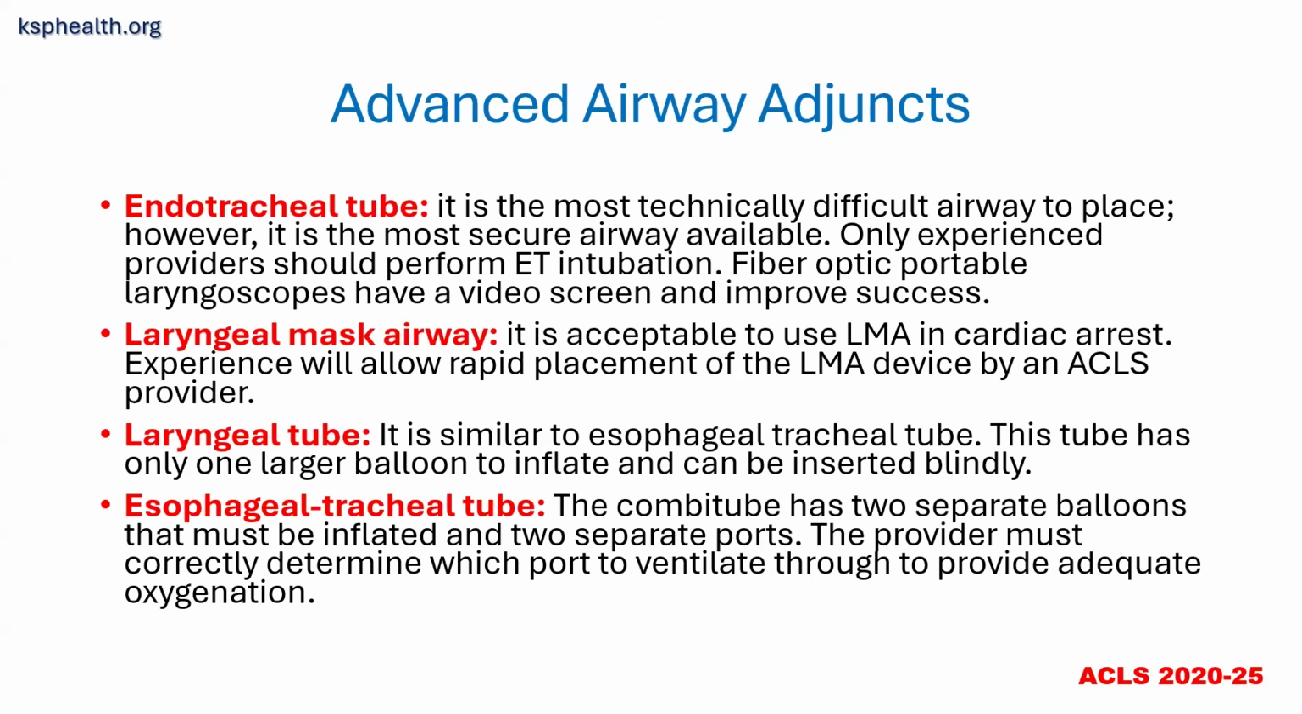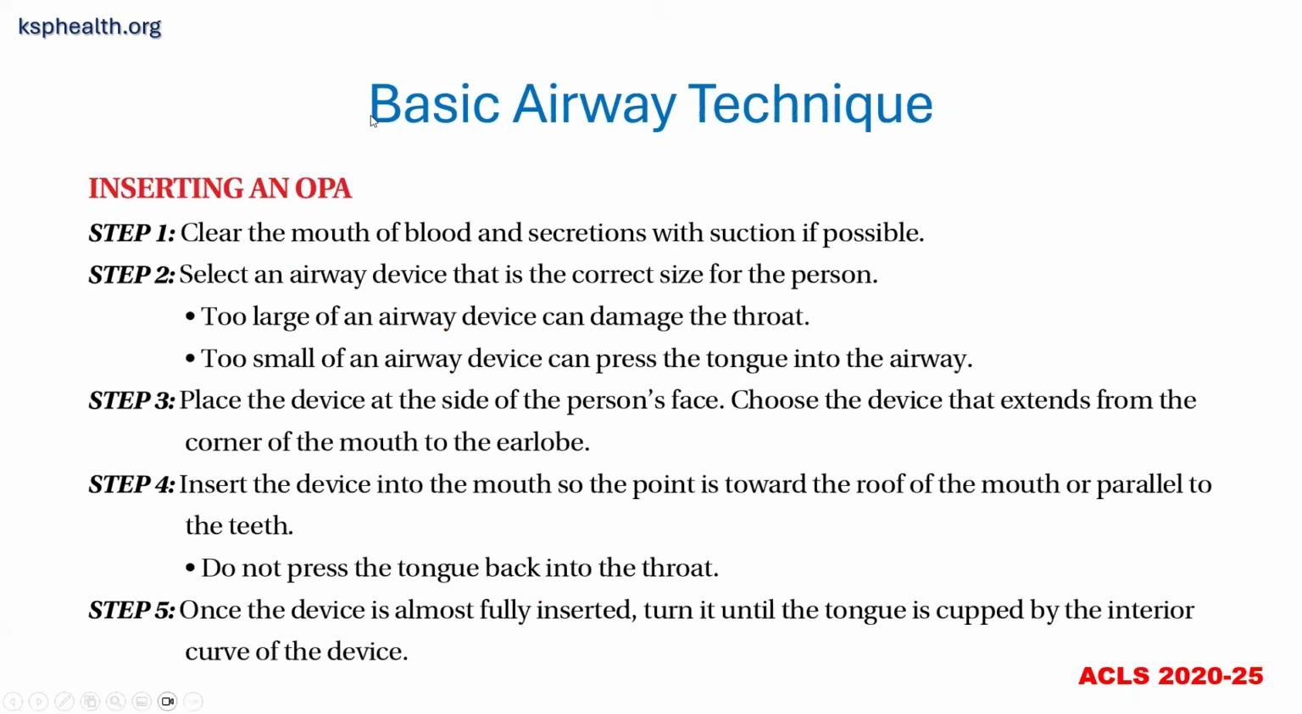Second, laryngeal mask airway. It's acceptable to use LMA in a cardiac arrest. Experience will allow rapid placement of LMA device by an ACLS provider. Laryngeal tube. It is similar to esophageal tracheal tube. This tube has only one large balloon to inflate and can be inserted blindly. Esophageal tracheal tube, the combi tube, has two separate balloons that must be inflated and two separate ports. The provider must correctly determine which port to ventilate through to provide adequate oxygenation. Most of the times, we use endotracheal tube insertion.